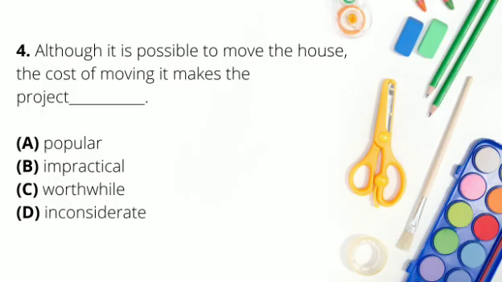Question 4. Although it is possible to move the house, the cost of moving it makes the project dash. Is it A, popular, B, impractical, C, worthwhile, or D, inconsiderate? Popular means liked or approved. Impractical means unrealistic or silly. Worthwhile means valuable, and inconsiderate means selfish. The most suitable answer would be B, impractical.